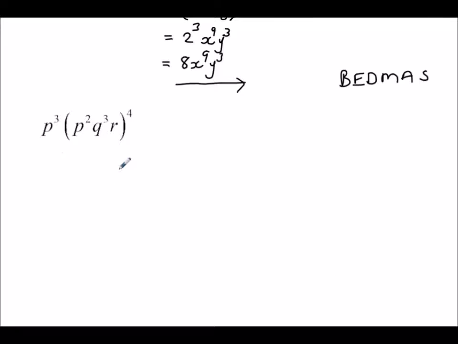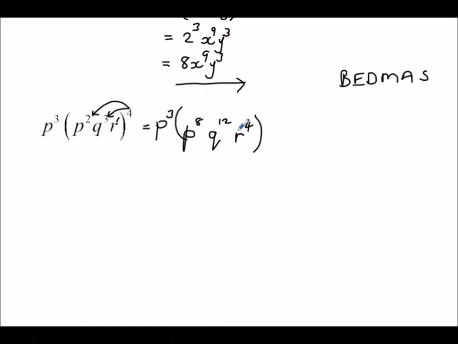So when I have a power raised to another power, I write down the base and multiply exponents. P cubed, I'm not simplifying at the moment, so it remains p cubed. Now I write down my base, which is p, and now I say 4 multiplied by 2 is 8. I write down my base, which is q. 4 multiplied by 3 is 12. And then I write down my r, and r to the power of 1. 4 multiplied by 1 is 4. Check, nothing can be simplified in the bracket.